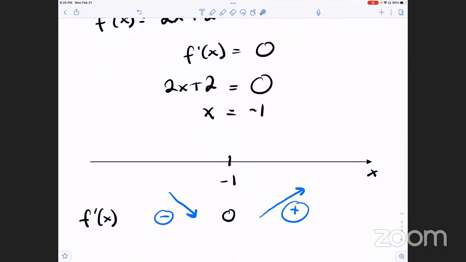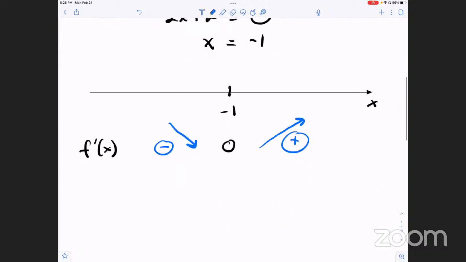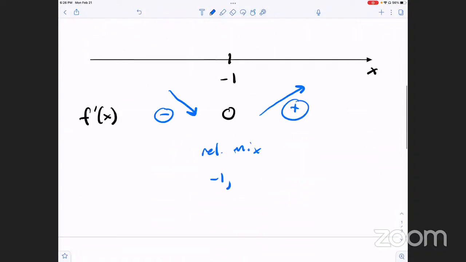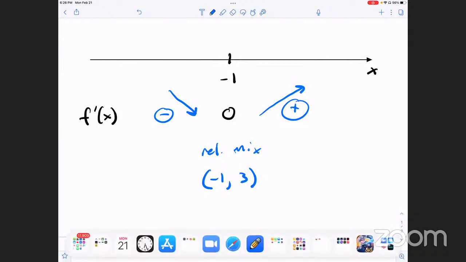The original graph is decreasing and then it's increasing. So that means that we have a relative min. This is a relative minimum value. When x is -1, the corresponding y, 1 minus 2 is -1, is 3. I just got that 3 from plugging into the original function. So we use the first derivative test to verify that when x is -1, that's a relative min. Now let's hop back to Pearson and answer the question being asked.